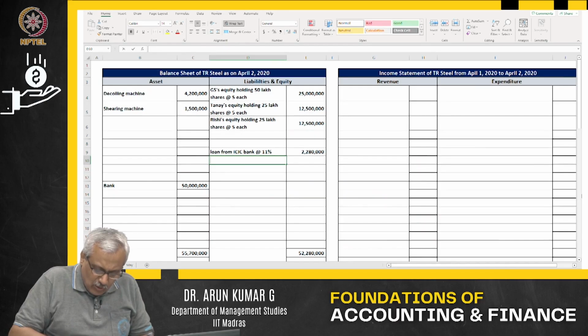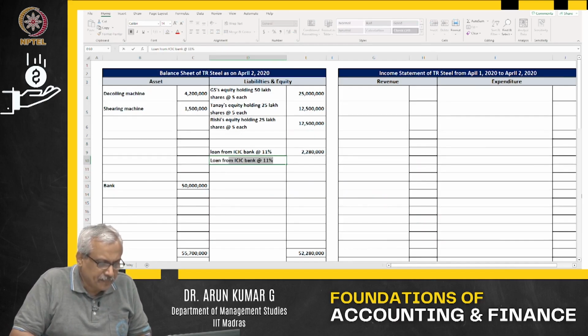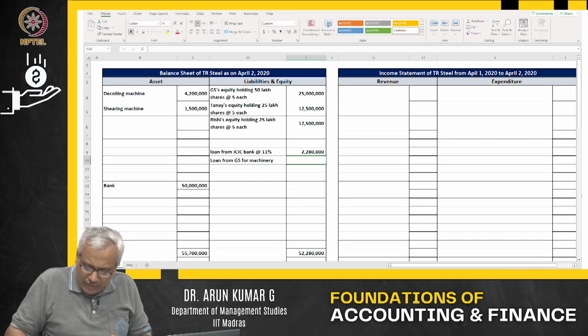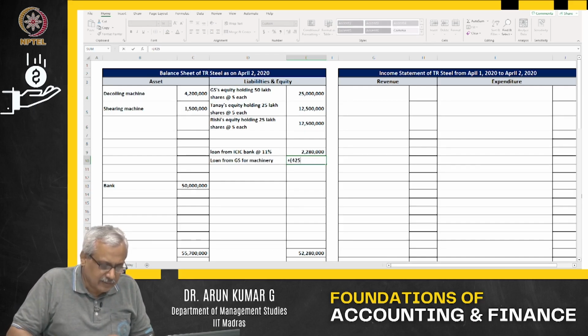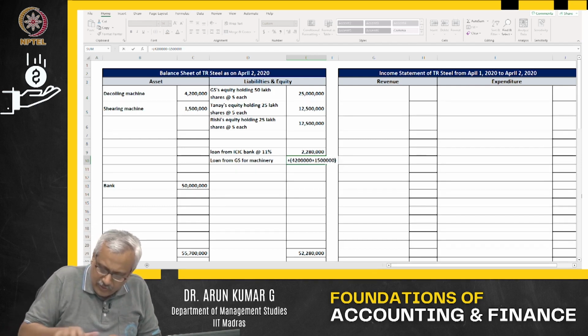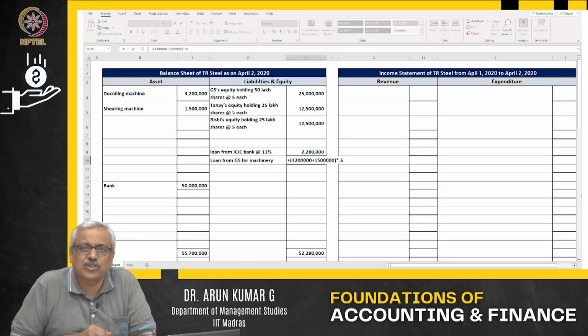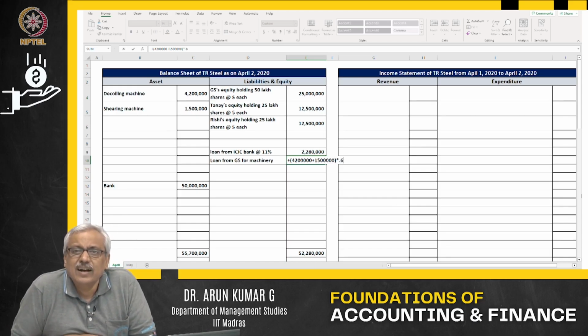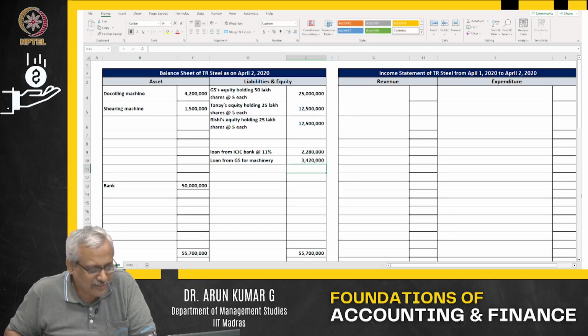So what is called loan from GS for machinery. What is the value? 60% of it is the value, that is 42 lakhs plus 15 lakhs. One can argue, sir, why are you typing it every time? You can just copy the cell and then paste it. There is a reason for it. I will let you know as we go along in this particular set of transactions.